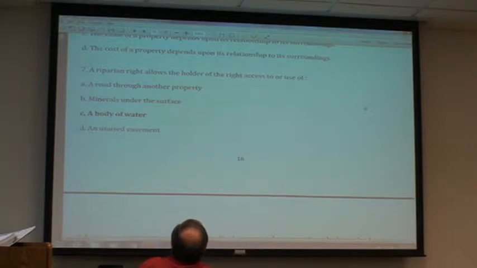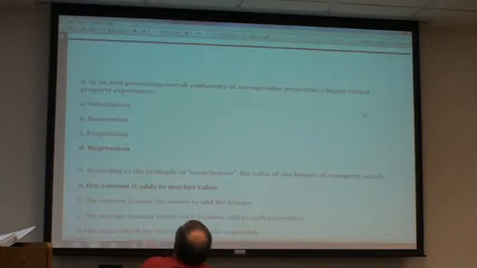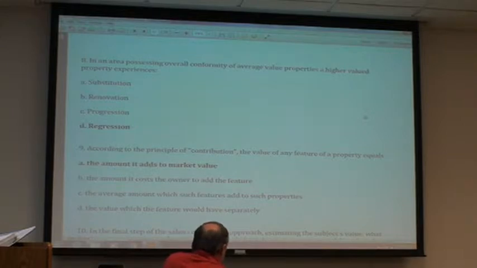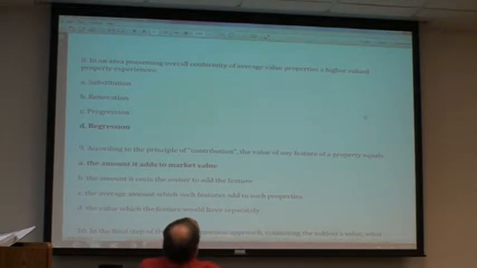Number 7, a riparian right allows the owner of the right access to use of what? A body of water. Number 8, in an area possessing overall conformity of average value properties, a higher value property experiences what? Regression.